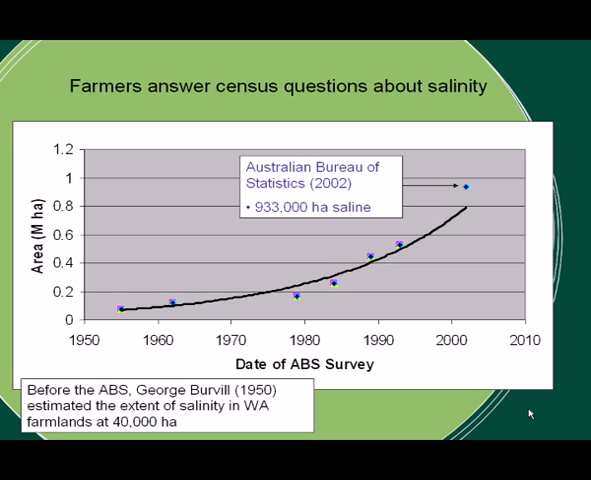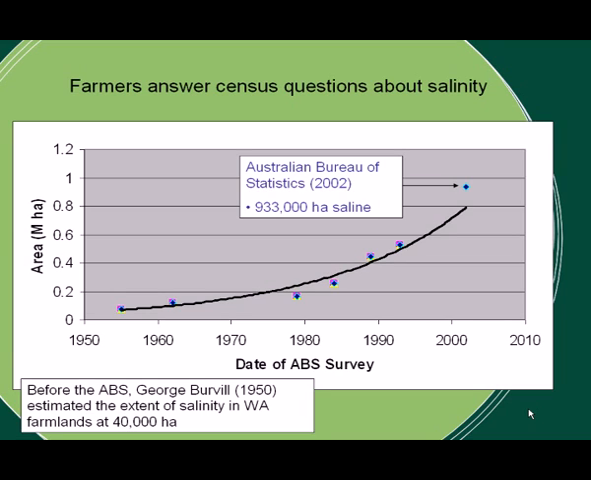In the early days, the responses came back that there was of the order of 40 to 50,000 hectares of salt-affected land in the mid-50s, and as you can see, slowly over time through to the 1980s it began to grow, and since the 1980s it's grown at an increasing rate, and the last ABS survey showed the extent of salt-affected land sitting at around 933,000 hectares.